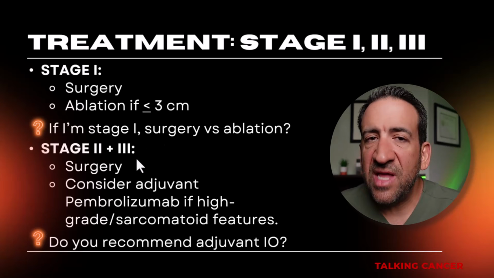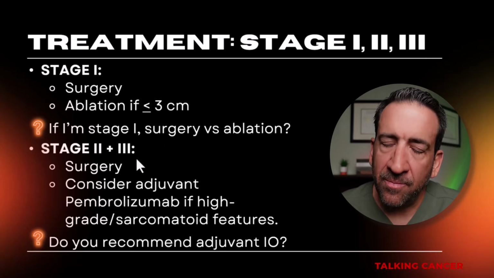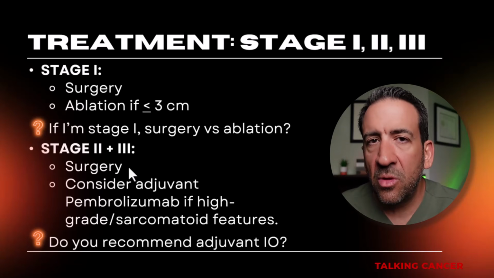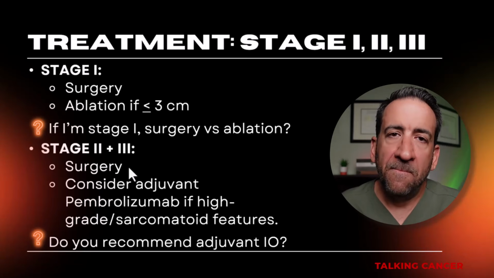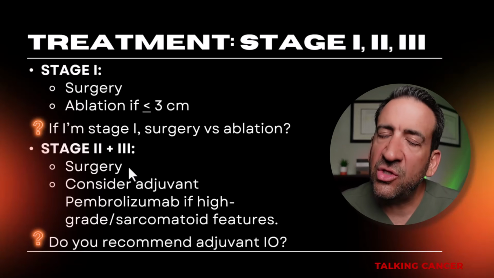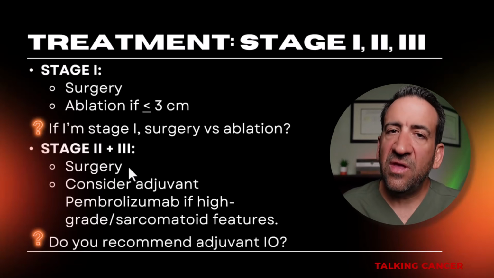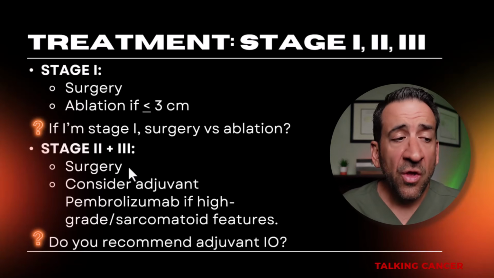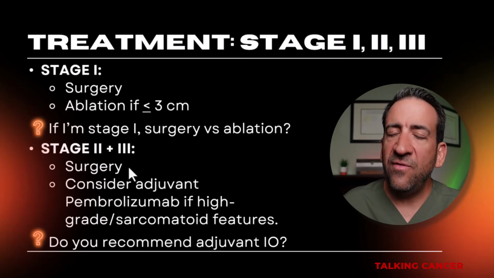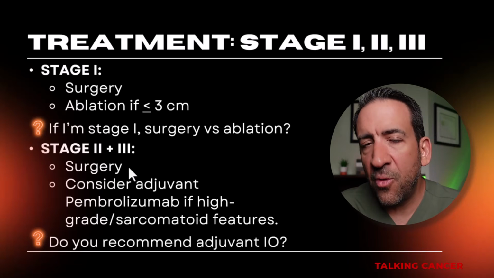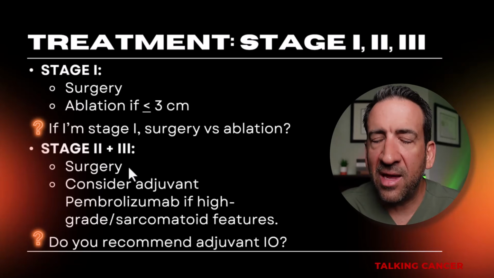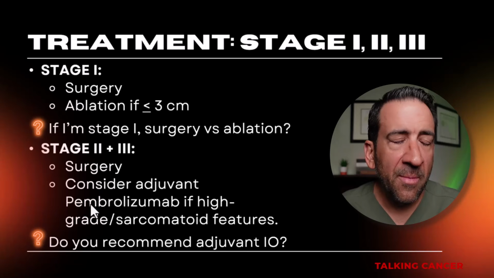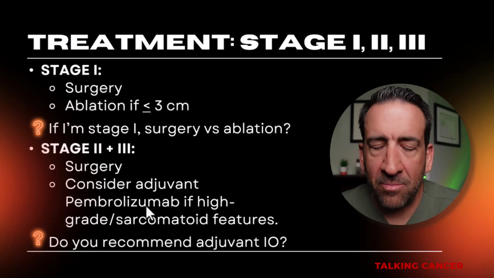Now let's talk about stage 2 or stage 3. Again, surgery is the way to go. If possible, partial nephrectomy. But in stage 2 and stage 3, the chances of the cancer coming back are a little bit higher, especially stage 3. So the question is, can we give you a medication to try to prevent this cancer from coming back? And the answer is yes. We can give you immunotherapy. The more commonly used one is called pembrolizumab.